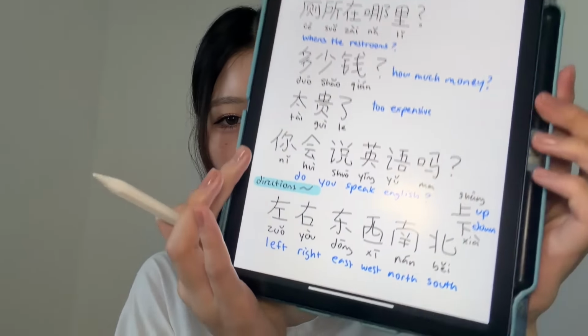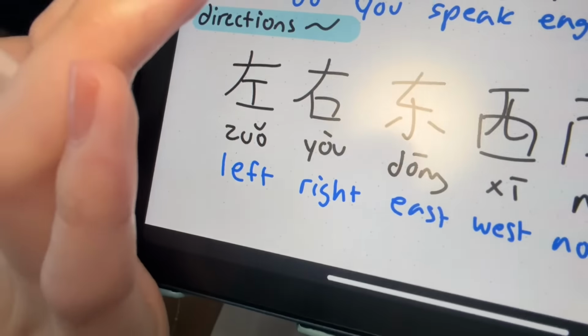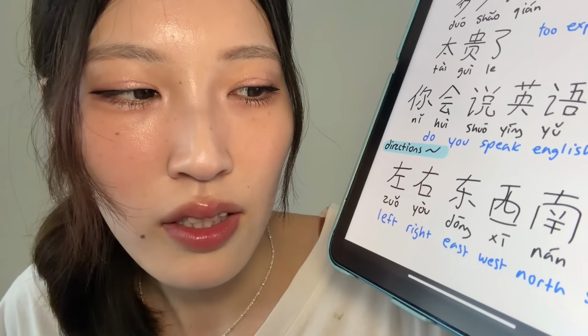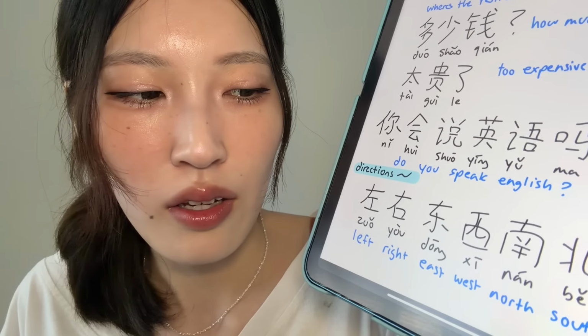And then I have some general directions. Okay. So 东西南北. 东 refers to east, 西 west, 南 north, 北 wait, I might have gotten this mixed up. I'm pretty sure I need to fix this.